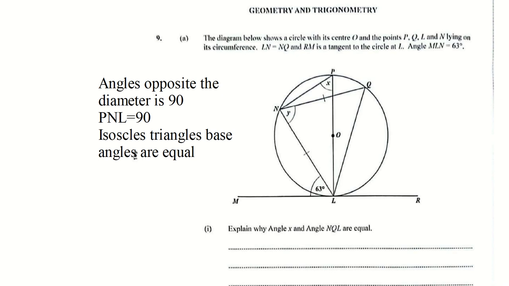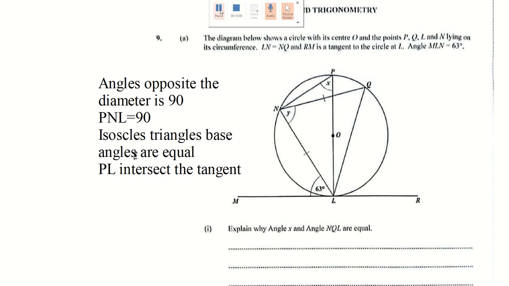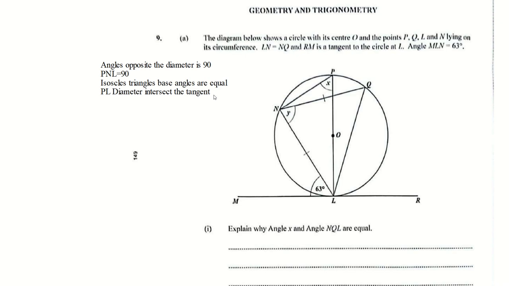What else do we know? Base angles are equal. We also know that PL, which is your diameter, would intersect the tangent at how many degrees? Right? The diameter PL intersects the tangent at 90 degrees. Which basically tells me that PLM and PLR are both 90 degrees.